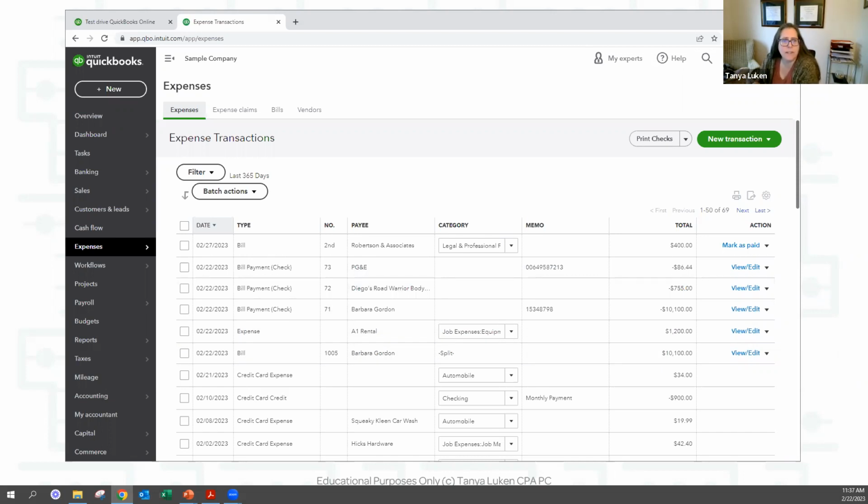Melissa asked, would a tech fund allowance fall under expenses or payroll? And I'm not sure what you mean by tech fund allowance. Like if you're giving an allowance to employees for technology or you're, oh, okay. So if you're giving employees money, then a couple of things.